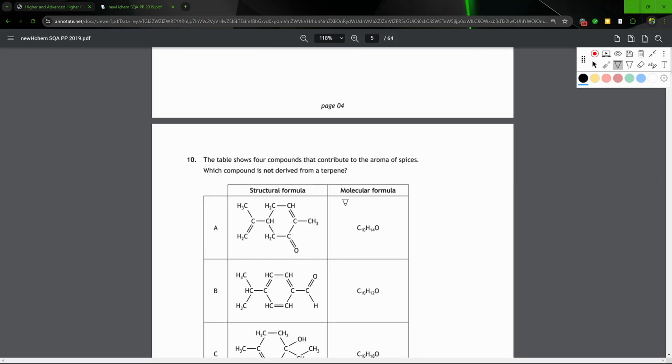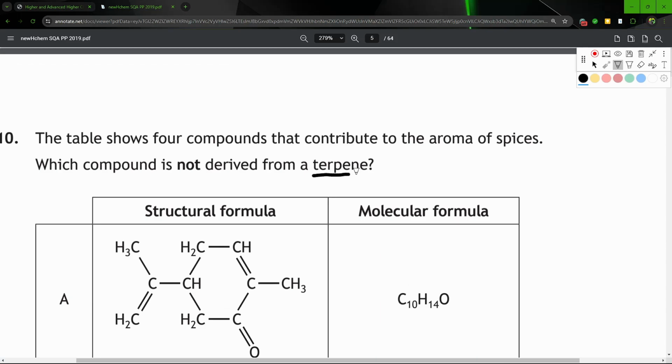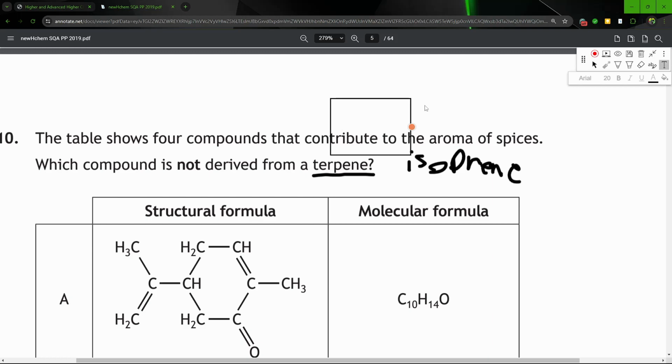Question 10. The table shows 4 compounds that contribute to the aroma of spices. Which compound is not derived from a terpene? So remember, a terpene is a fancy name for isoprene, which is itself the standard name of a chemical we call, well, so we can remember it, 2-methyl-butane-1,3-diene.